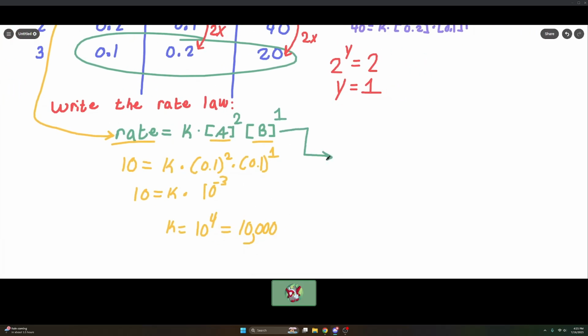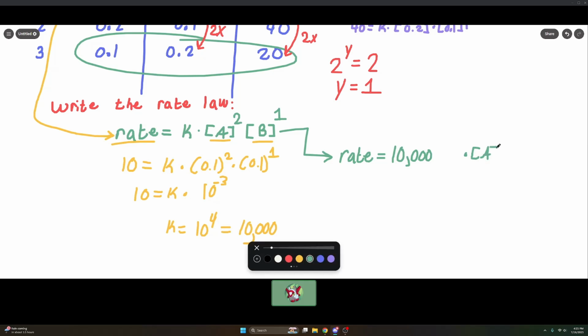If I wanted to be super cool and write an entire complete answer, I would say that the rate law for this question is that the rate equals 10,000 times, I'm going to leave some space, times my concentration of A squared times the concentration of B. And you don't have to put the 1. You can if you want to, but I typically don't because it just looks cleaner.